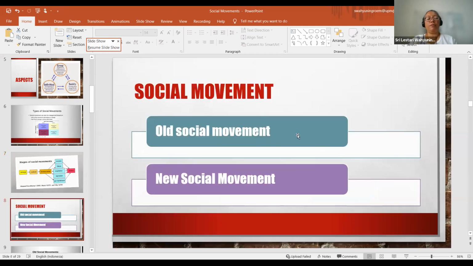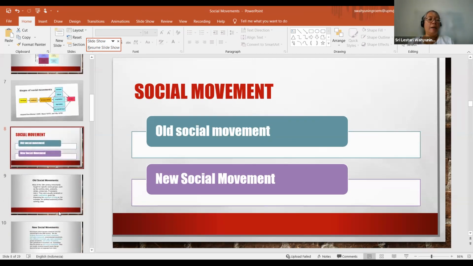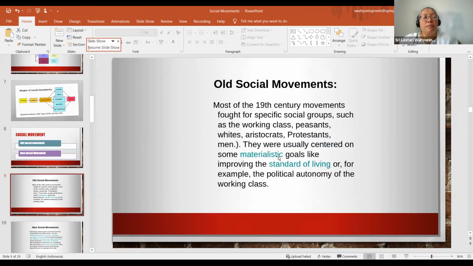All right, so we have heard many times about new social movements or old social movements. It's not really correct 100%, but some people distinguish between the old social movement and the new social movement. So the old social movement, if I may put it succinctly, is, I mean, most of the 19th century movements fought for specific special groups, such as the working class, the peasants, whites, aristocrats, Protestants, men, etc.